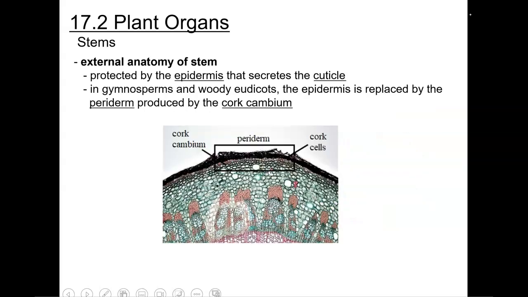Now we're going to go into the anatomy of a stem. So starting with the external anatomy, it is protected by the epidermis that secretes the cuticle. Now remember, the cuticle is going to be a waxy substance that's going to help to protect and keep in moisture. In gymnosperms and woody eudicots, the epidermis is going to be replaced by what's called the periderm that's produced by the cork cambium. And you can see that in the picture below.